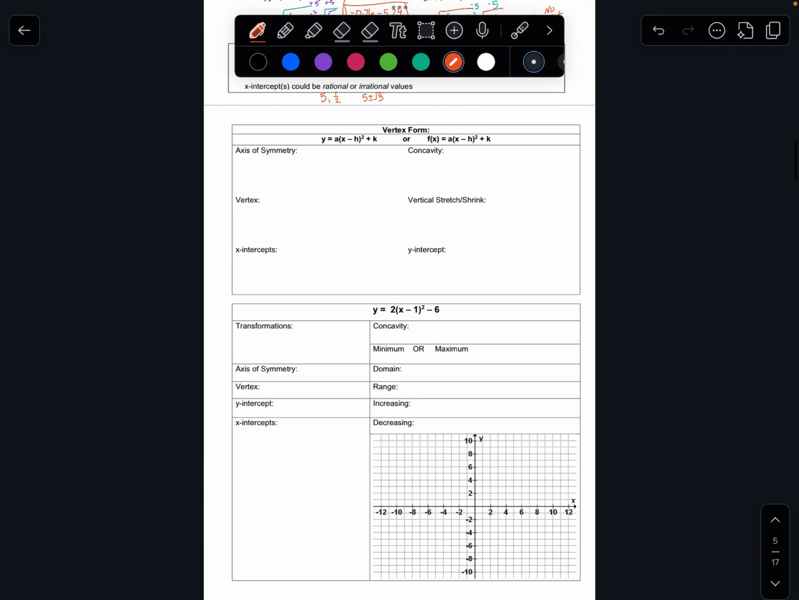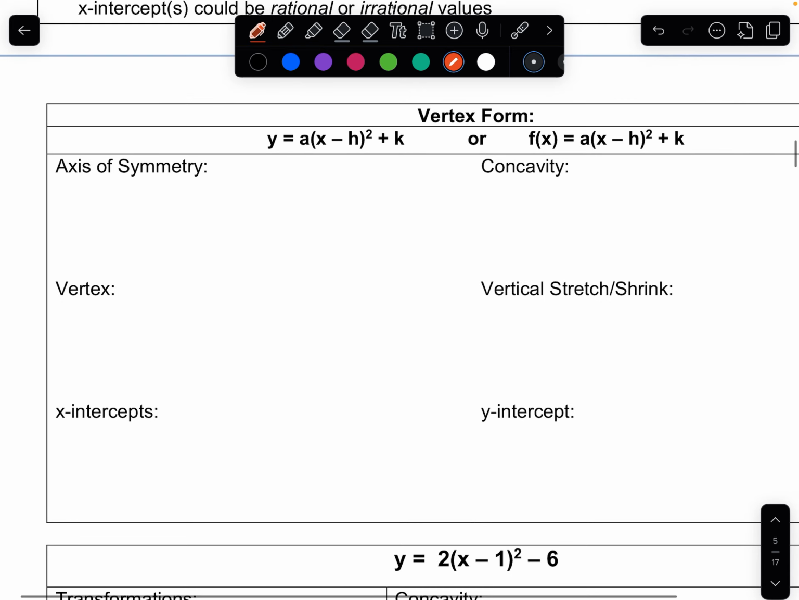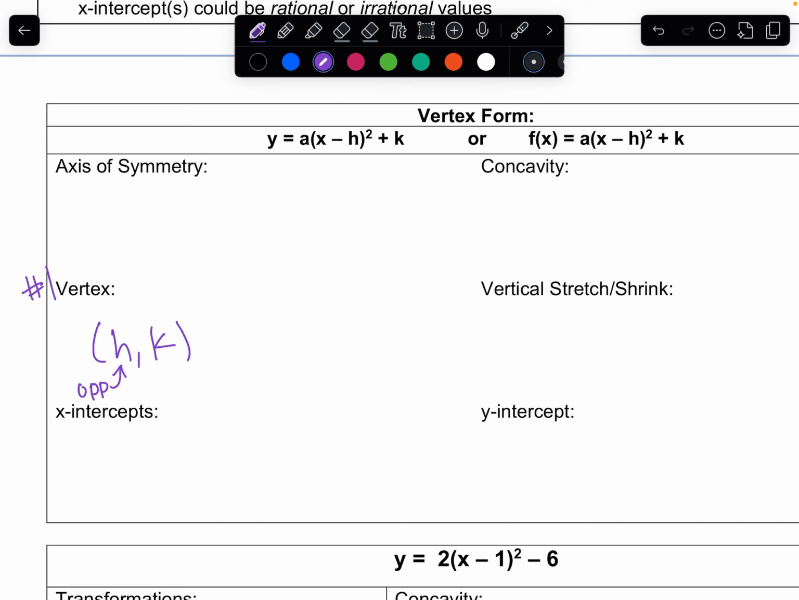Here we go. We're going to just do this first piece. Our axis of symmetry when we're given vertex form. Actually, I'm going to write, this is your first step, your vertex. That is h comma k, where h is the opposite and k is the same. Then we can find our axis of symmetry. This is x equals h.